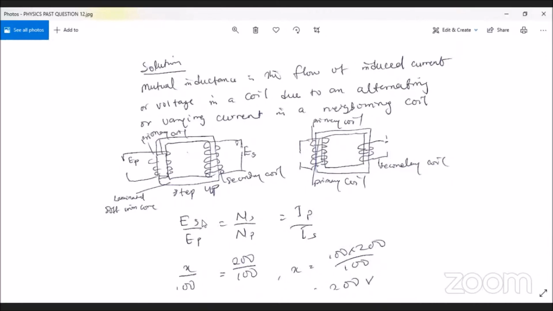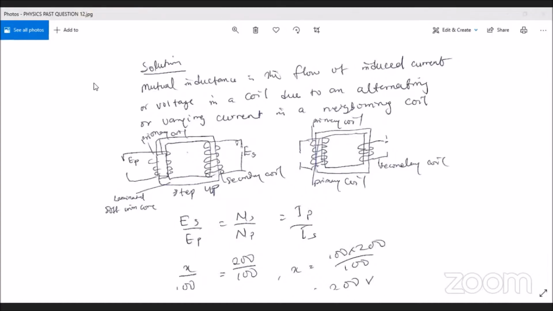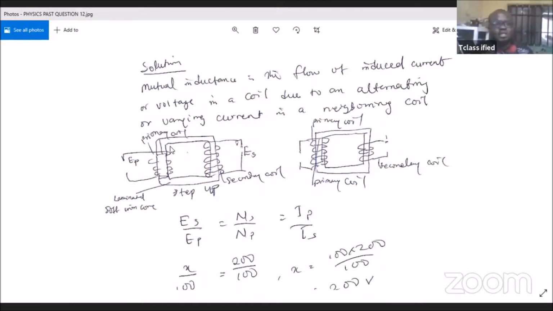EMF, which is also the... Come again, I cannot hear you. Like, what is step up and step down? Okay, I just explained it now.